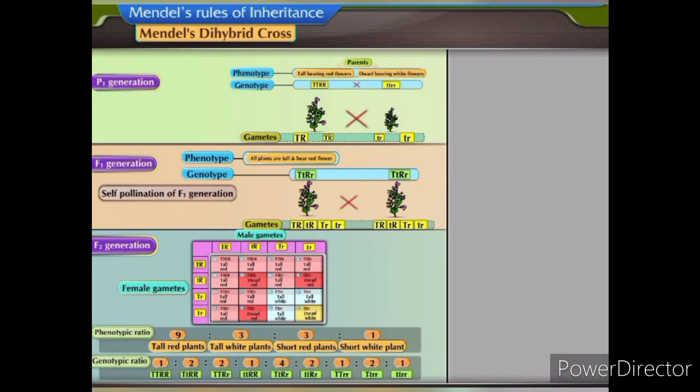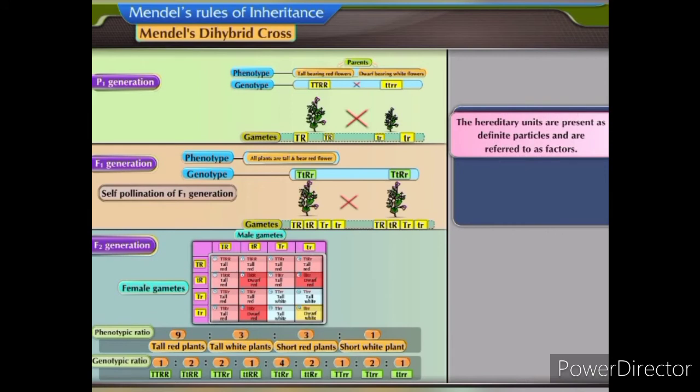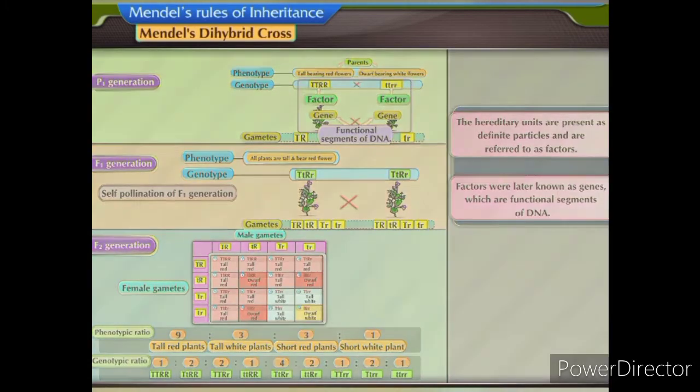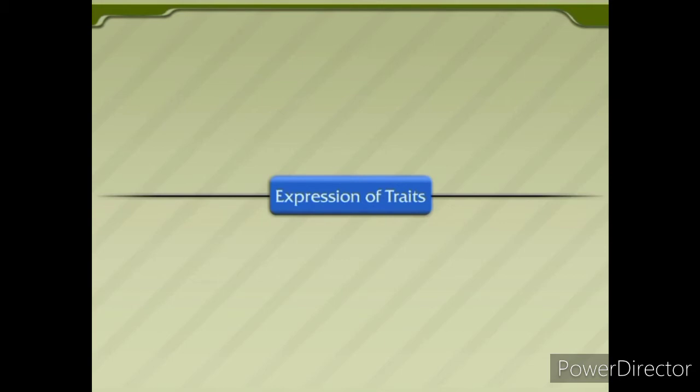Mendel was the first to clearly put forward the idea that the hereditary units are present as definite particles and are referred to as factors. These were later known as genes, which are functional segments of DNA. Expression of traits.